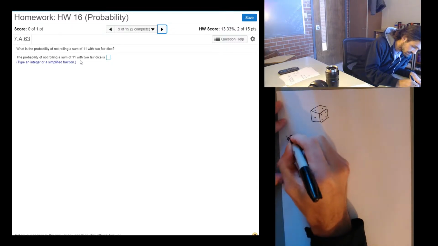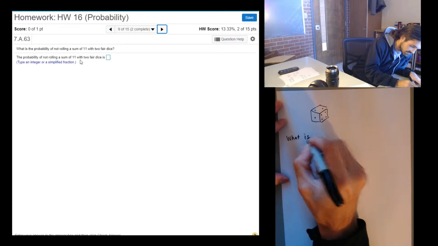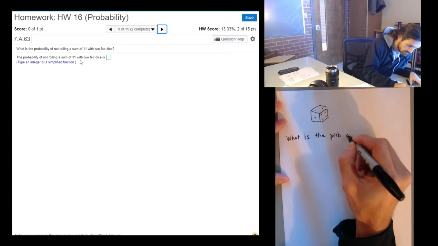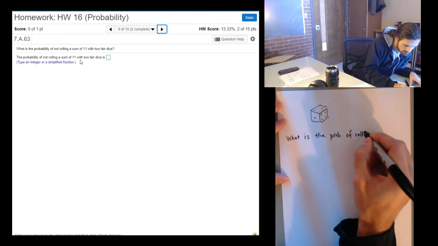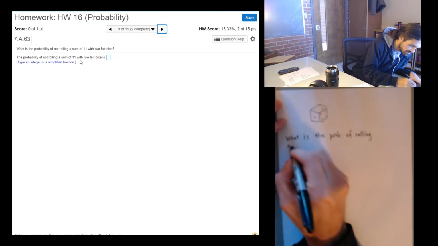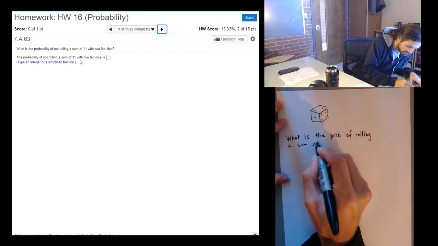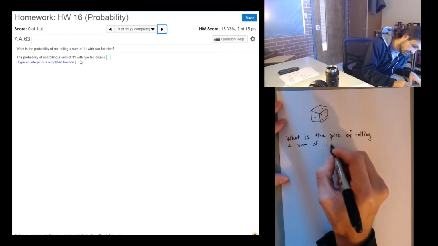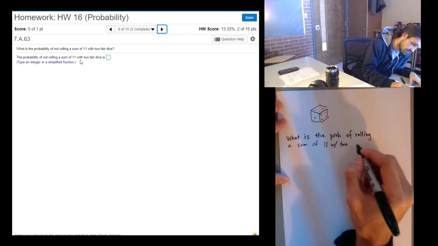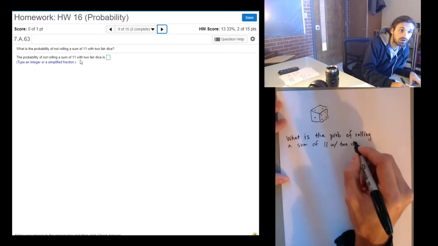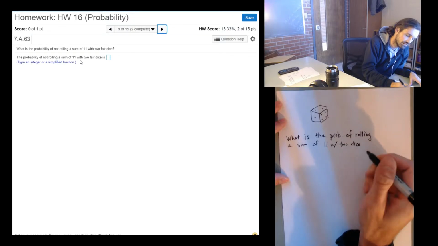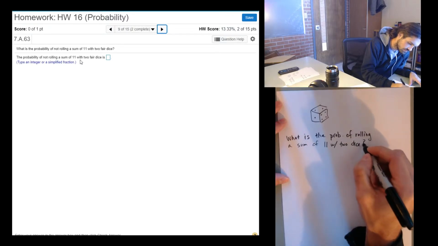So what is the probability of rolling a sum of 11 with two die, or dice? One dice, two die? Not sure. Okay.